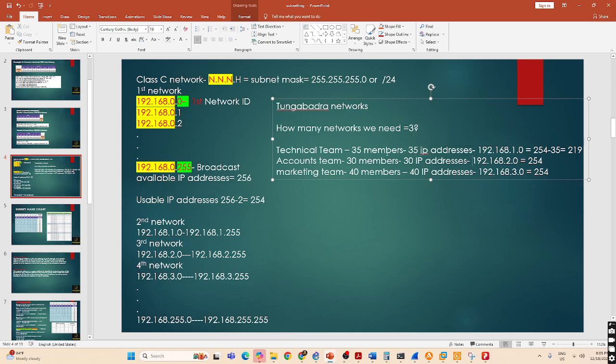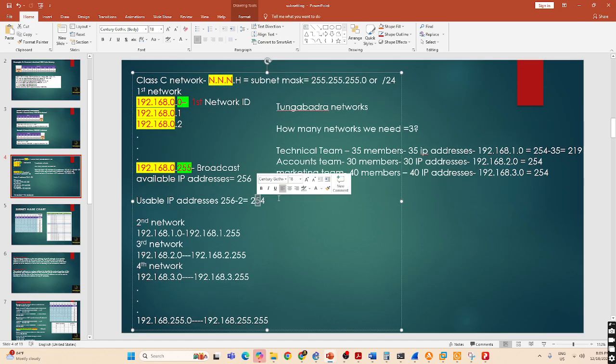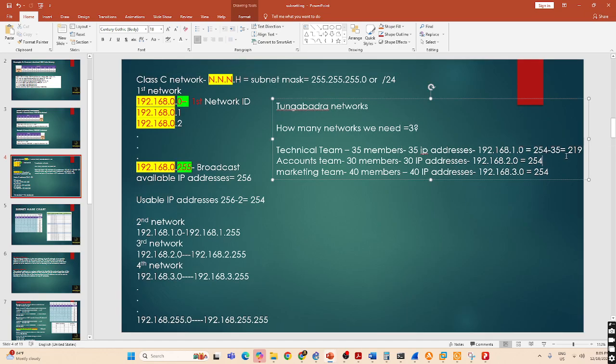So for the technical team, I'm assigning the 1.0 network. In the 1.0 network, 254 IP addresses are usable. Out of 254, I'm using just 35. So 254 minus 35, how much? 219, right? And again, 254 minus 30, how much? 224. Again, 254 minus 40, 214. Perfect.